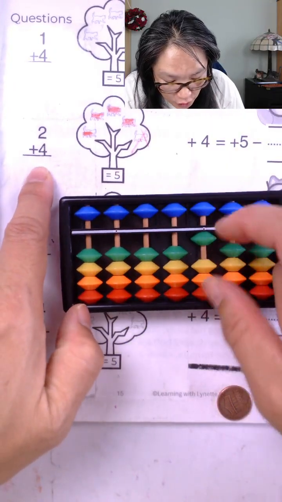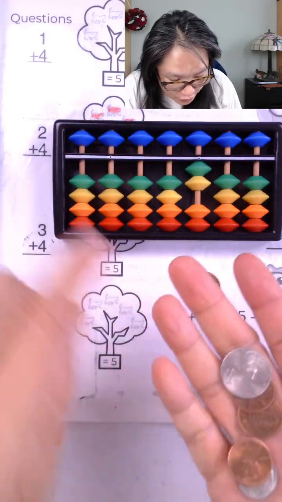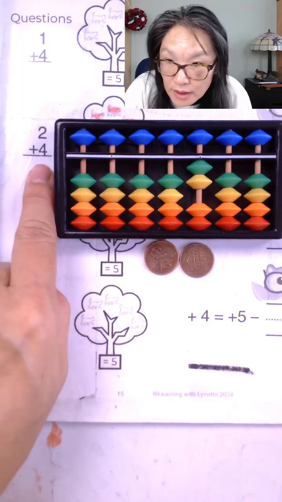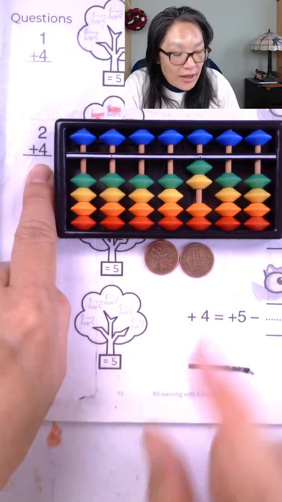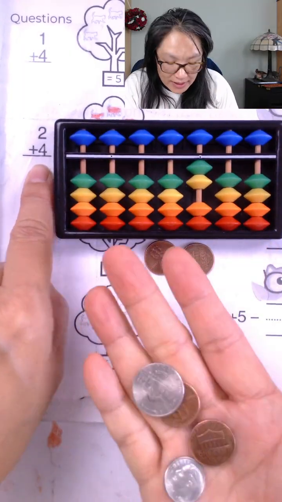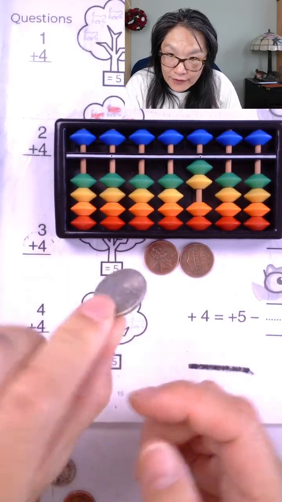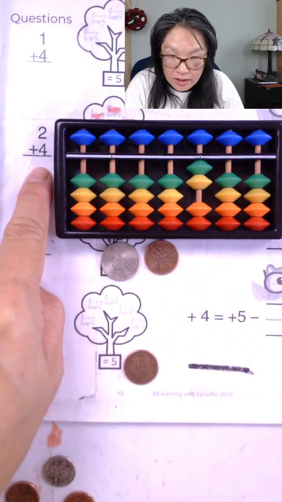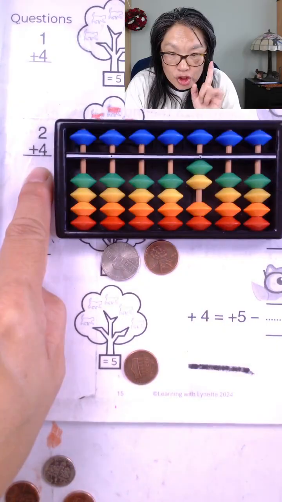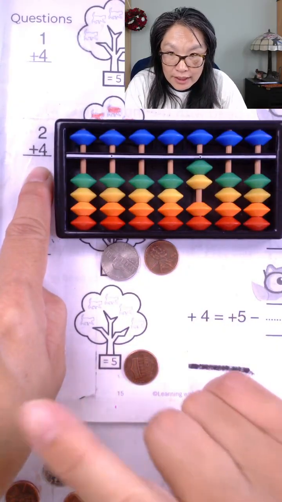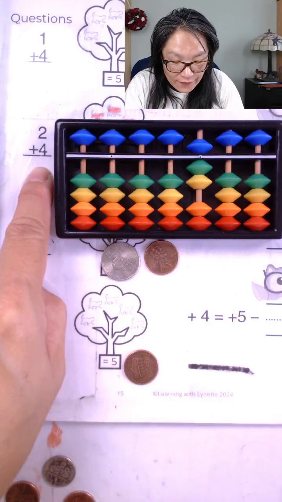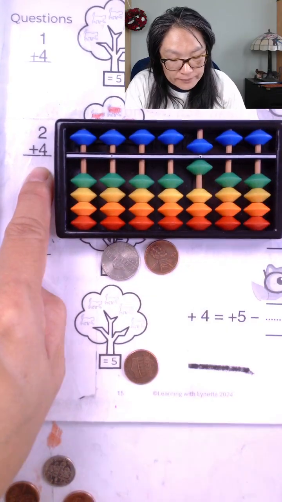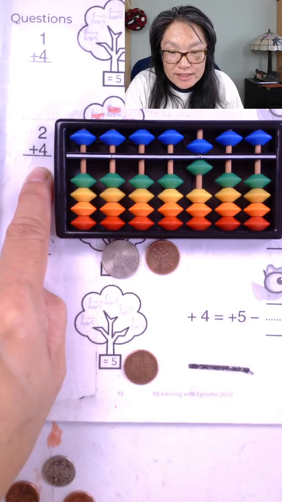So if I have 2 on my abacus, I want to add the 4. I don't have any loose beads to add 4. But guess what? I have 5 cents. But that's too much. I'm going to take away my 1. I can show you again with my abacus. I'm going to add the 5, and I'm going to take away the 1. My final answer is 6.